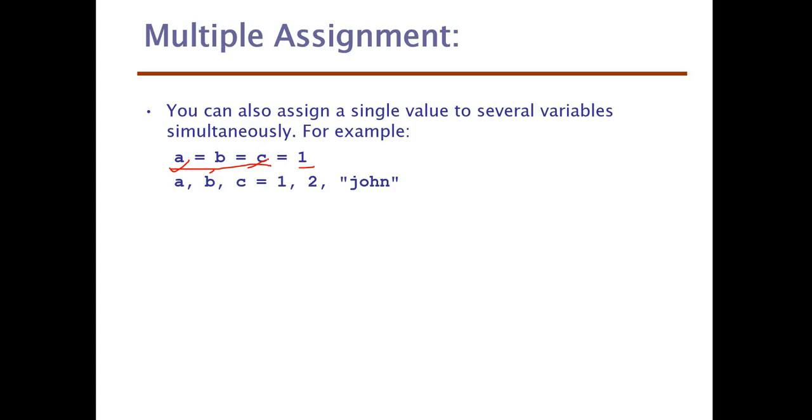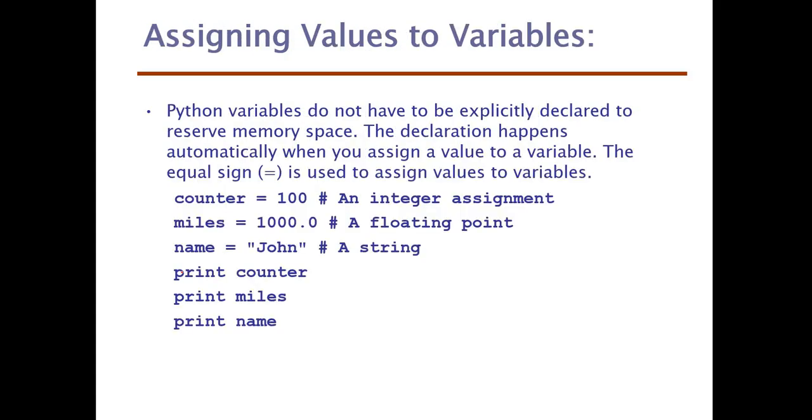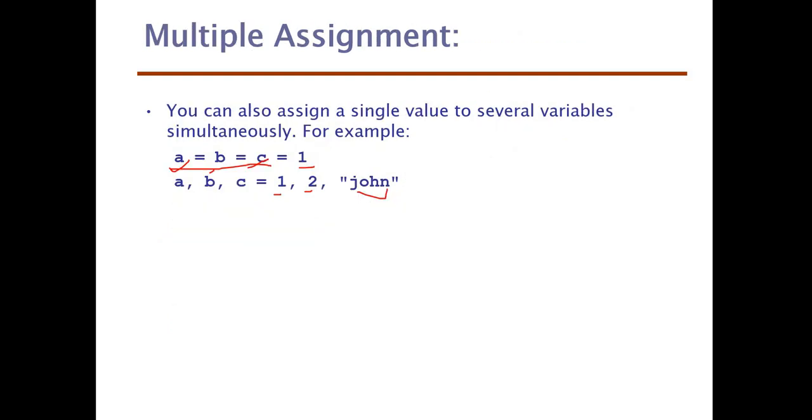Apart from this, A, B, C is equal to 1, 2, John. John is a string type. You can check this one. Name is equal to John. So we can say that we are assigning multiple values or single values to specific variables with the help of this example.